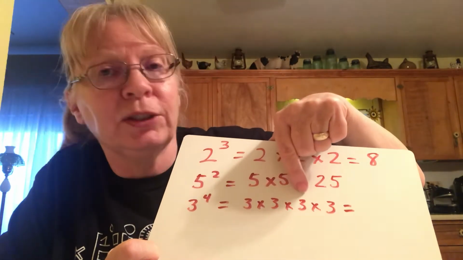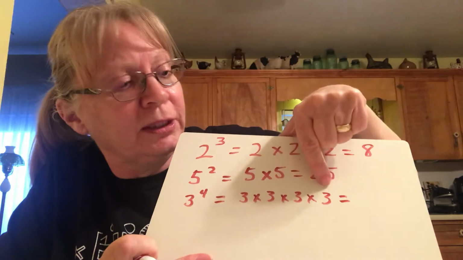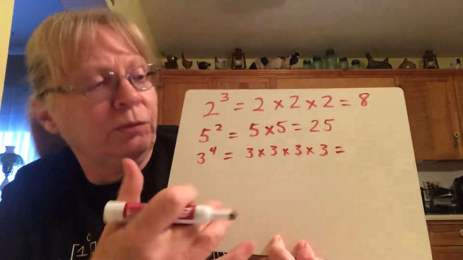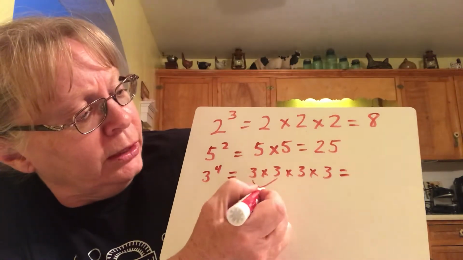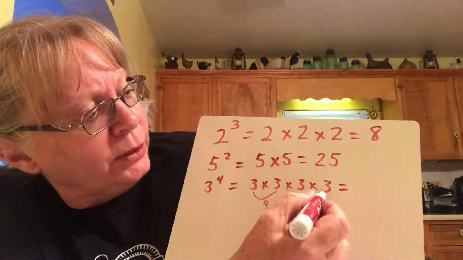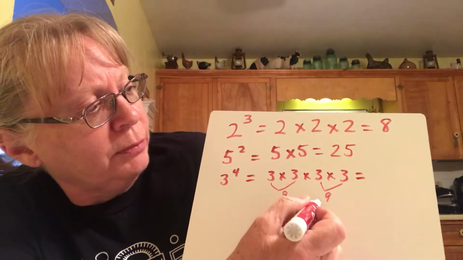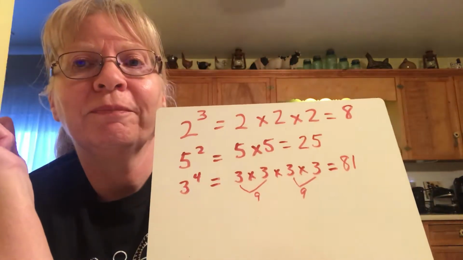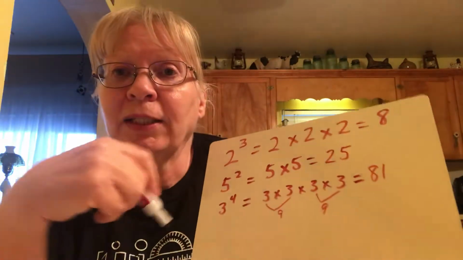Okay, 3 times 3 is 9. 9 times 3 is 27. And 27 times 3 is 81. And an easier way to do that would be 3 times 3 is 9, 3 times 3 is 9, 9 times 9 is 81. Okay? All right. You can break it up like that to do it.